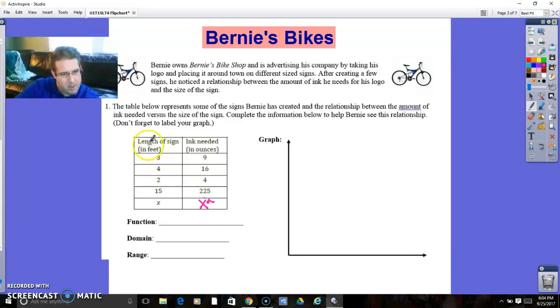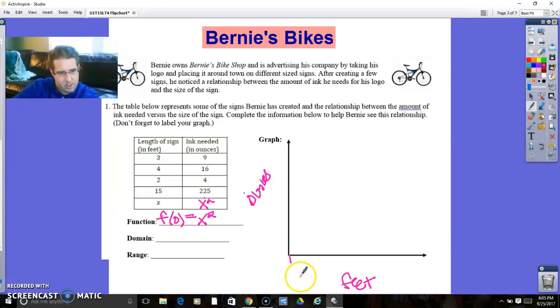So I'm going to call this length, so length versus ink, or feet in ounces. We'll go with that. So feet per ounce is equal to x squared. Alright, so the domain. So I need to graph this. The length of the sign in feet goes this way, and the amount of ink in ounces goes this way.